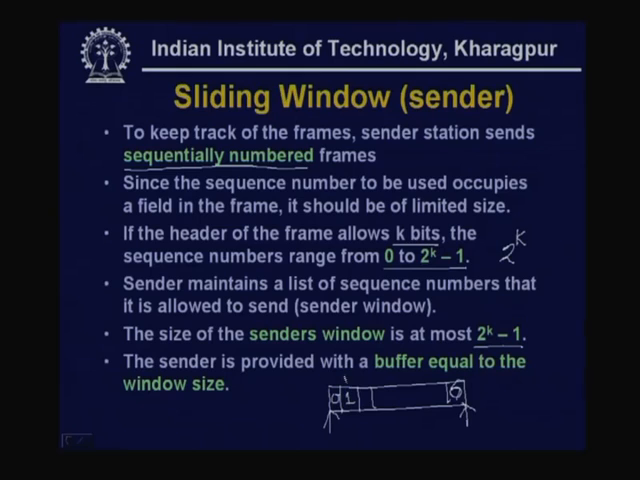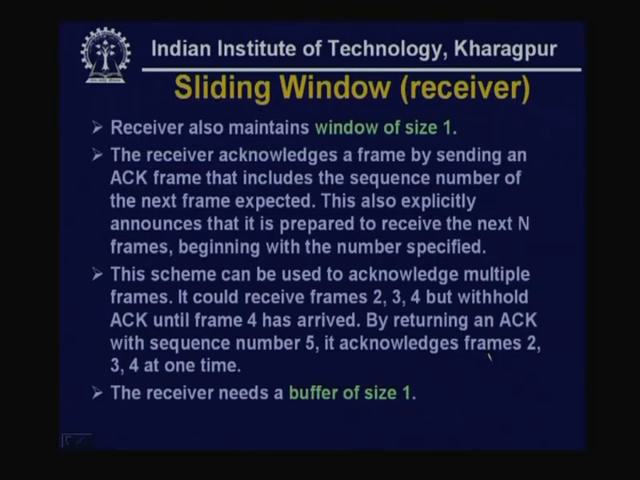And the sender is provided with a buffer equal to the window size. That means the sender has a buffer to store all these frames, and then sends them one after the other. Similarly, at the receiving end, a window is also maintained, but the size of that window is equal to 1.